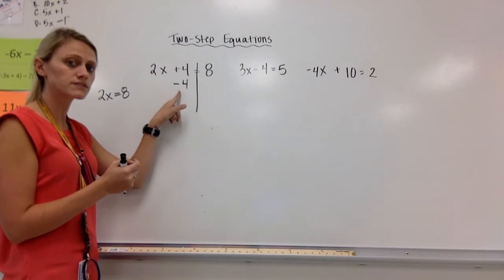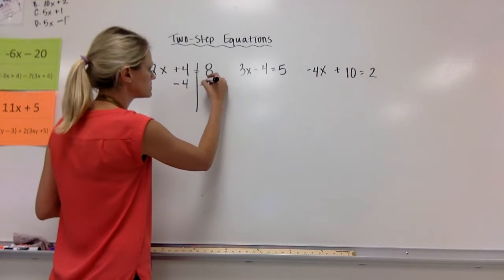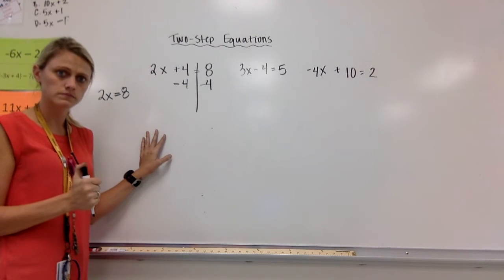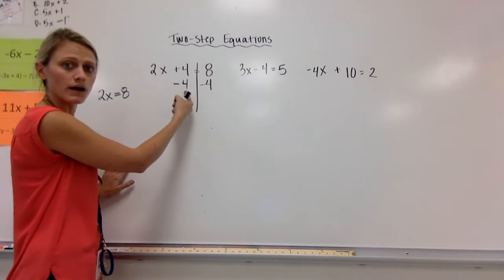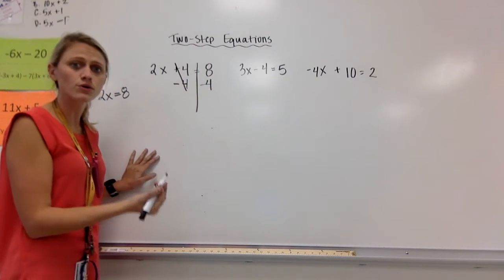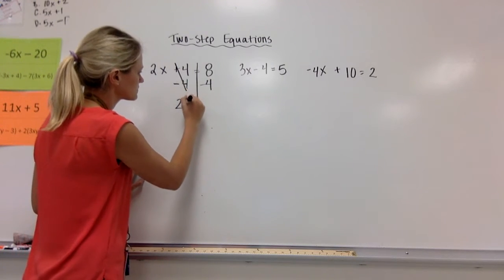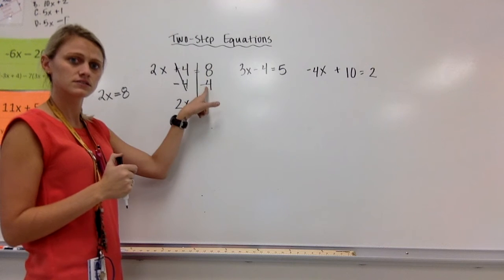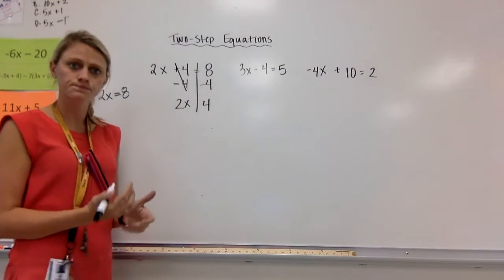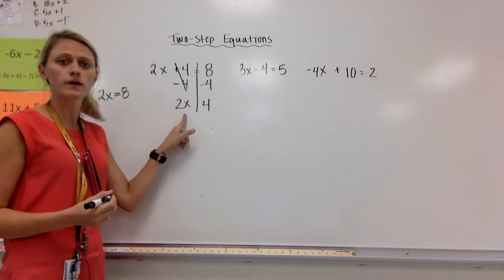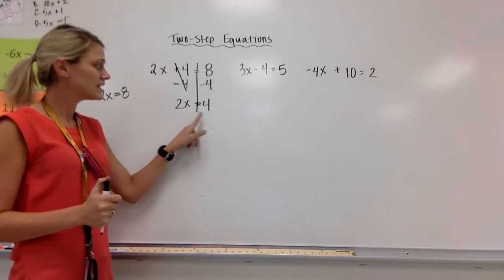But remember, if I minus 4 on the left side, I've got a minus 4 on the right side. So minus 4. Plus 4 and minus 4, that's 0, right? 4 minus 4, that's 0, so they're gone. I'm now left with 2x. 8 minus 4 is 4. Okay, so I just brought my 2x down. I got 8 minus 4 equals 4. Now I have 2x equals 4.